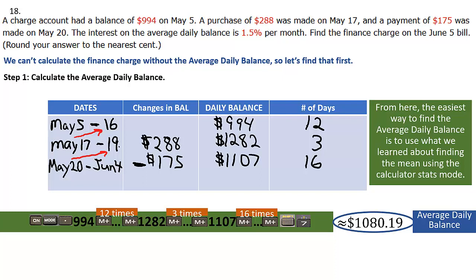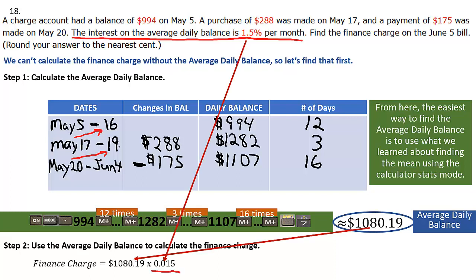But remember, the problem wanted the finance charge, but we had to calculate the average daily balance before we could get the finance charge. So we're not done, but we're done with the hard part. The finance charge is easy once you know the average daily balance. The finance charge is just the average daily balance times the interest rate per month. So the average daily balance was $1,080.19. The interest rate was 1.5% per month, which is 0.015. And if you multiply those numbers together and round things off to the nearest cent, you get $16.20. So that account would owe a finance charge of $16.20.